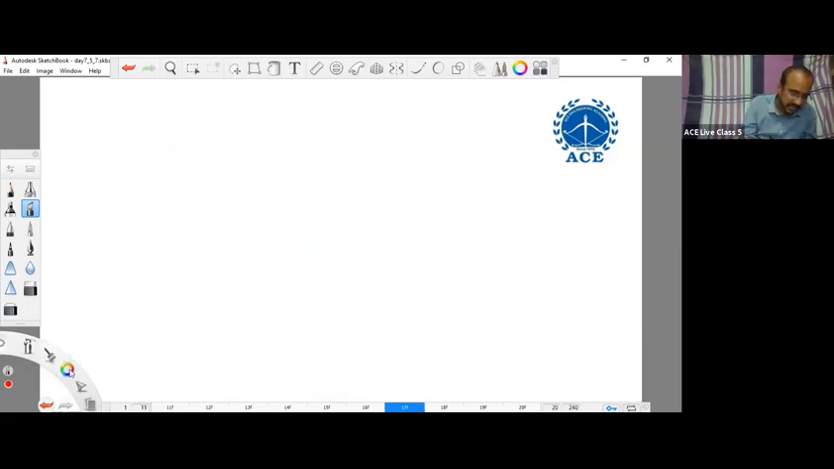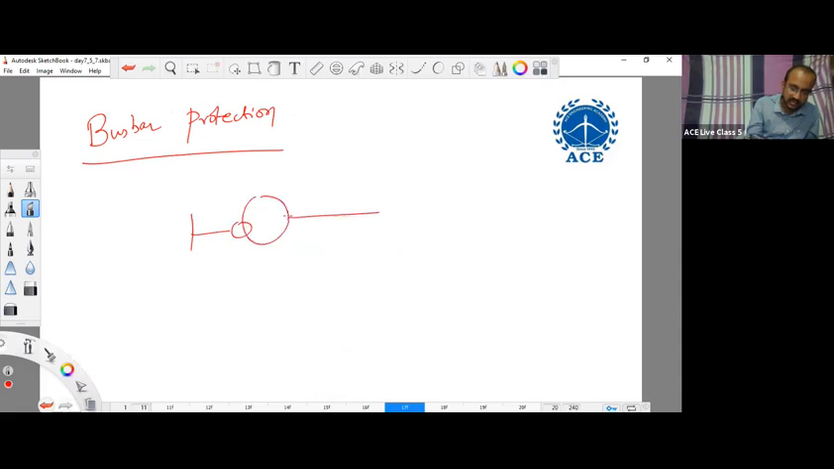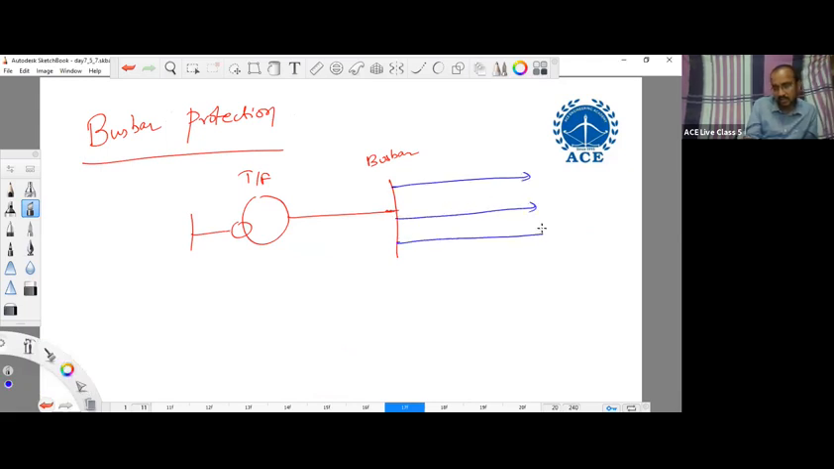Now let us go for bus bar protection. How is the bus bar protected? Now let us observe here. Suppose there is a transformer. On its HT side there will be a bus bar, and to this bus bar the feeders are connected: feeder 1, feeder 2, and feeder 3.